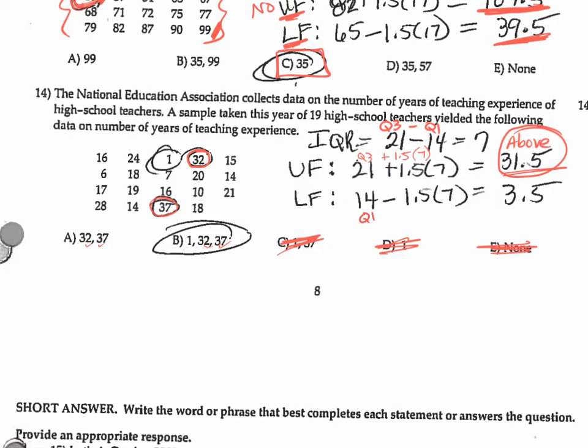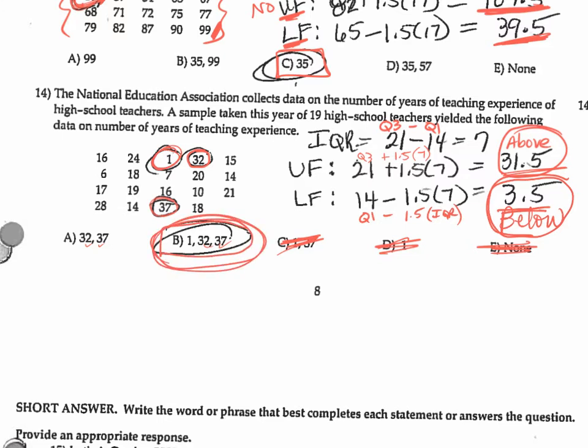It is Q1 minus 1.5 IQRs. Well, that is 3.5. So anything below the lower fence or above the upper fence. So I'm looking, is there any numbers below 3.5? And ta-da, there's a 1. So 1 is also an outlier. B has 3 outliers.